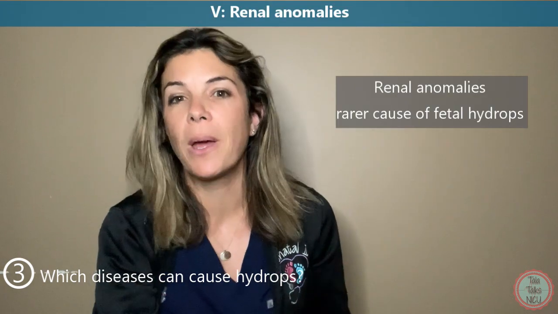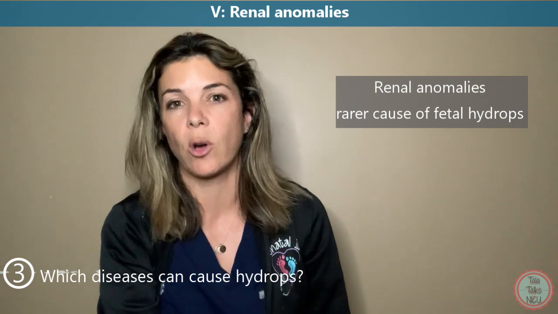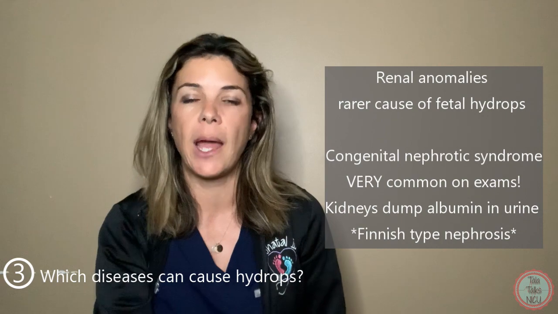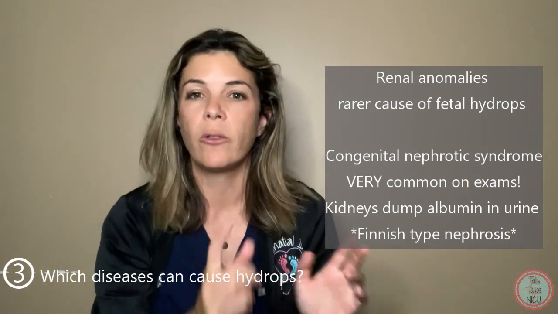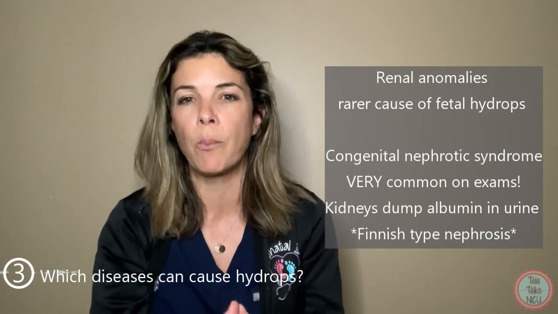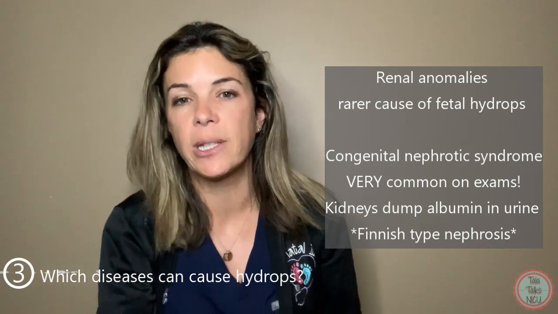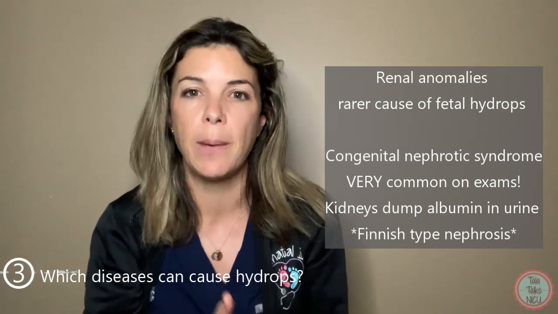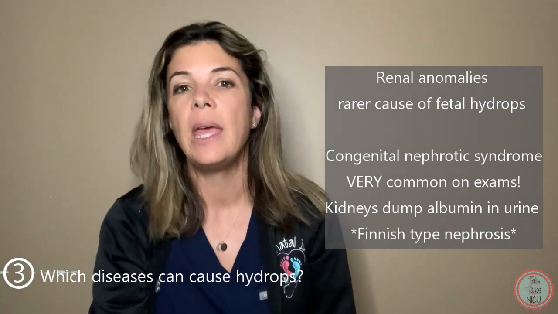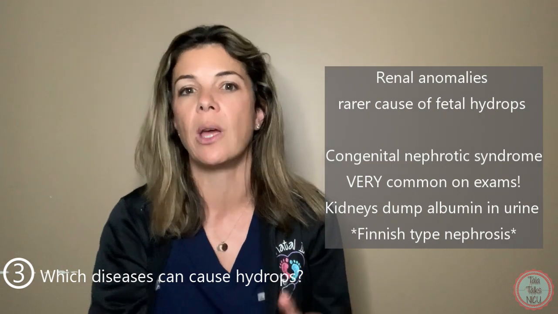And the fifth group are renal anomalies. This is actually a really rare cause of hydrops, but there is one that is frequently tested on boards, and that is a type of congenital nephrotic syndrome. So like we already said, nephrotic syndrome is when the kidneys aren't working properly and they just dump out all the albumin. This type of congenital nephrotic syndrome is called Finnish type nephrosis. Remember that if you're about to do a test. And obviously here, the very low albumin in the blood will end up with decreased oncotic pressure and then hydrops.